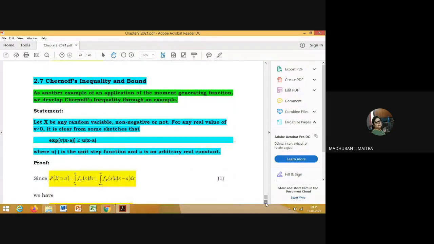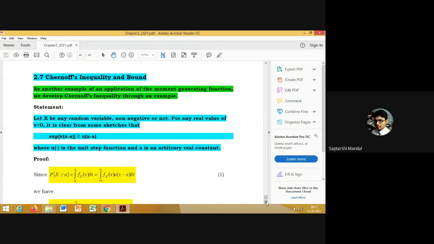Anyway, so you see, this relation is always valid. That is, e to the power v(x minus a), the area under this function, will always be greater than the area under this function. This is a unit step, and in this case we are getting some exponentially rising function, isn't it? Yes, ma'am. So I guess you'll agree that this relation will always hold. Yes.